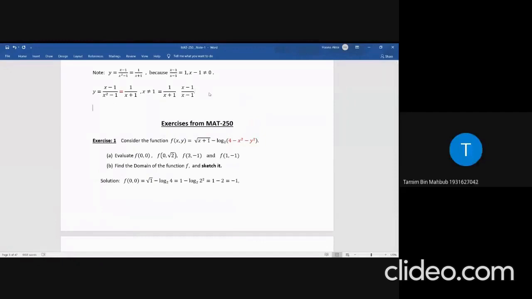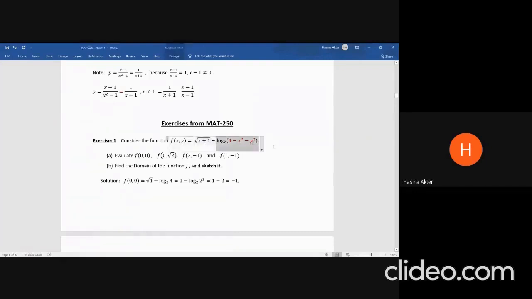Whatever we have discussed so far, all are useful to understand these exercises. Okay, let's start with exercise 1. It says to consider a function of two variables which is given by the difference of two functions. One is an algebraic function, given by square root of x plus 1. Remember, this is a function of x and y, even though y doesn't appear there. And this is also a function of x and y.